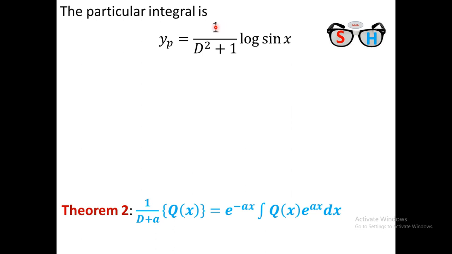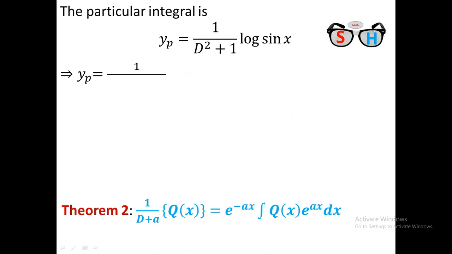For this purpose we use that formula. Such types of problems are also discussed in part 2, where the problem may be 1 by D square plus 4 of tan 2x or sec 2x. So here we use that formula, theorem 2.